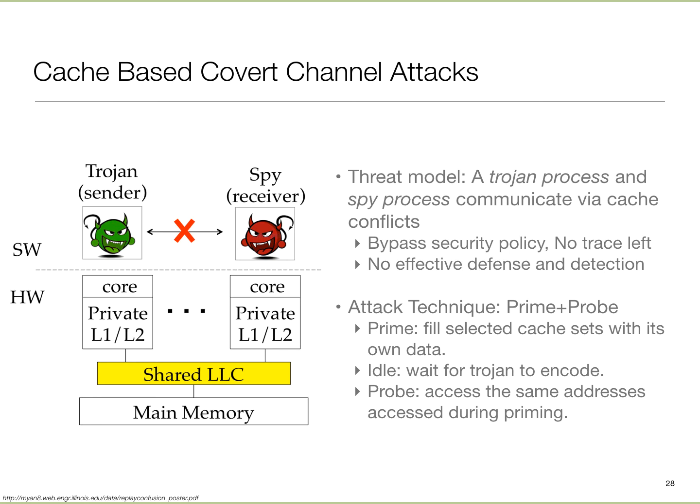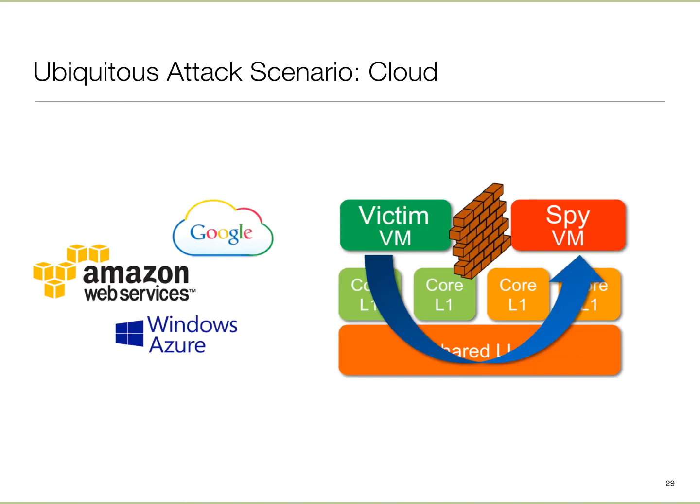There are various attack techniques that get exploited, but one which is called prime and probe. The idea is that the attacker will fill the cache with its own data in a selected manner. So it's going to flush the cache and then fill it in a particular manner. Then it's going to wait, and then it's going to probe. So it's going to scan through the cache, we'll see shortly, and measure the timing, and that way you can see what the victim did. We'll see in a bit how it works out.